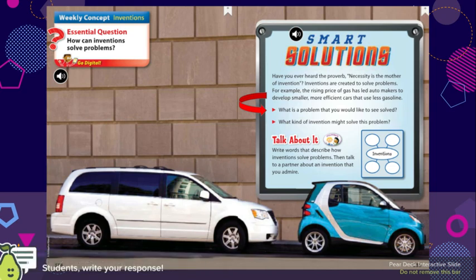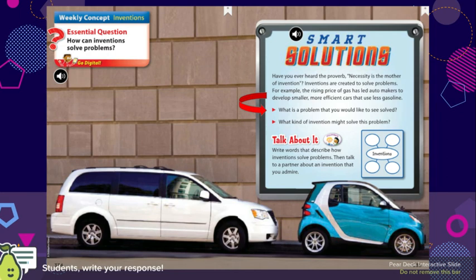For our essential question, it's up in your top left corner, and it says, "How can inventions solve problems?" All of the stories that we read in Unit 5, Week 3, will all be related to that question. How can inventions solve problems? If you take a look at the picture, you can see the invention of the little blue car. That's called the smart car. Think about some things or problems this invention of the smart car could help to solve.